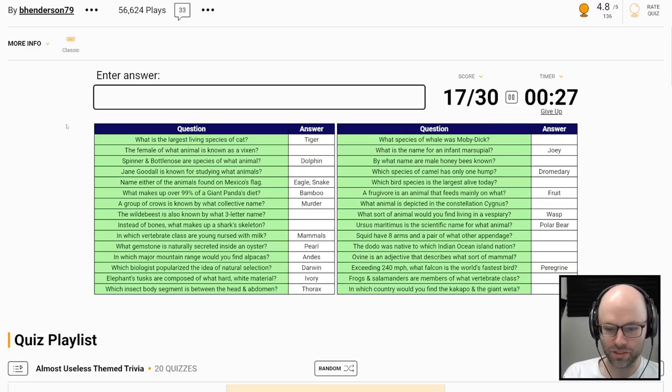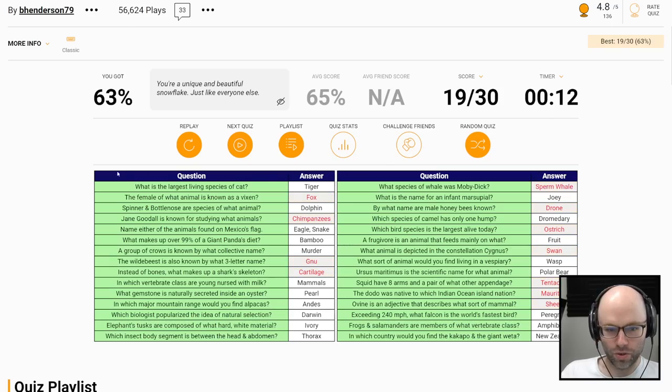Frogs and salamanders are member of what vertebrate class? That's easy. Amphibians. In which country would you find the kakapo? Australia? New Zealand? Let's go. I give up. Okay. We did not beat the average on that one. Wildebeest is also known as the rise of Gnu.